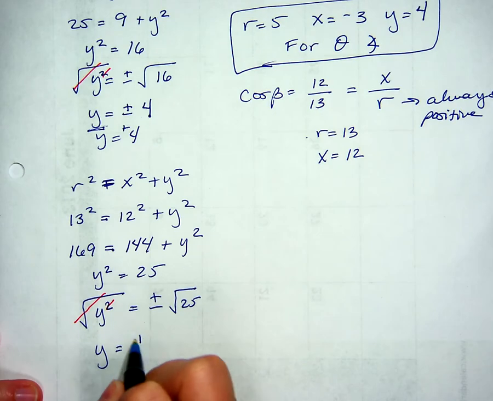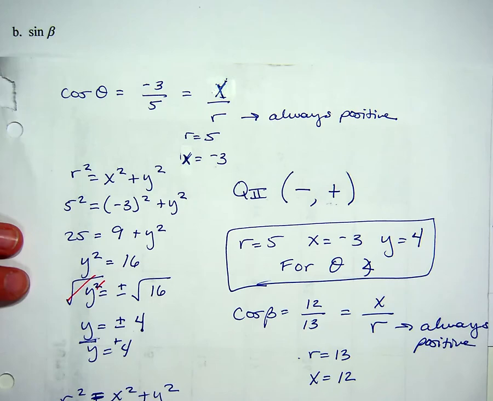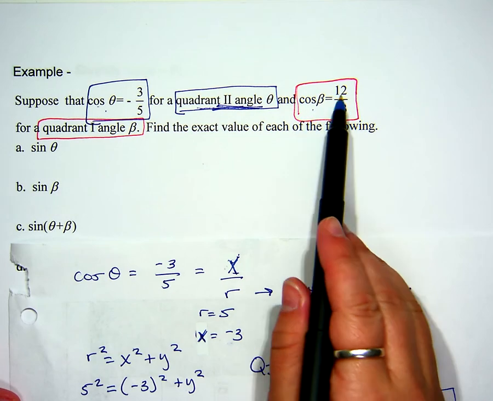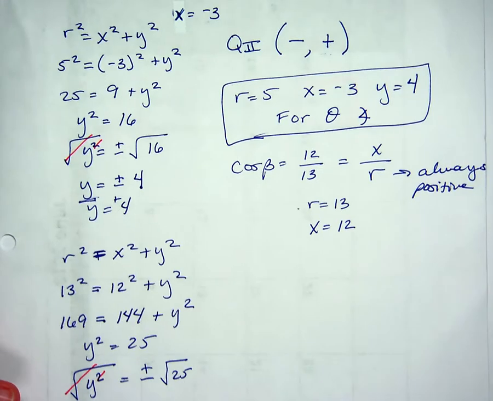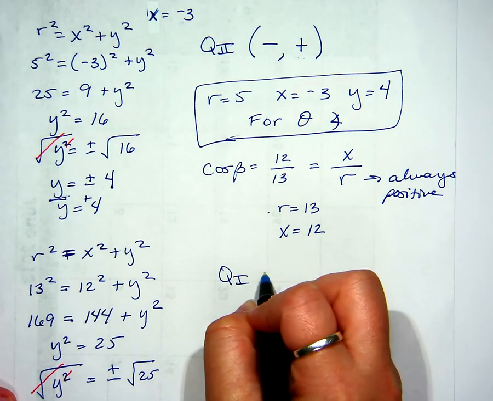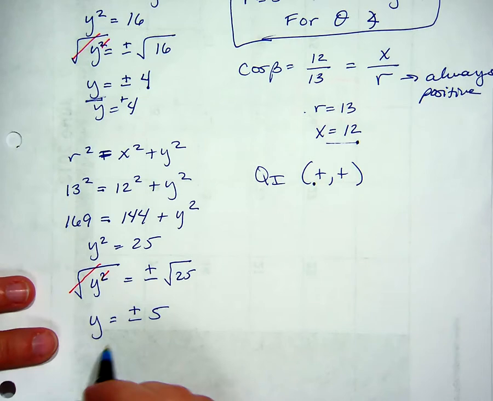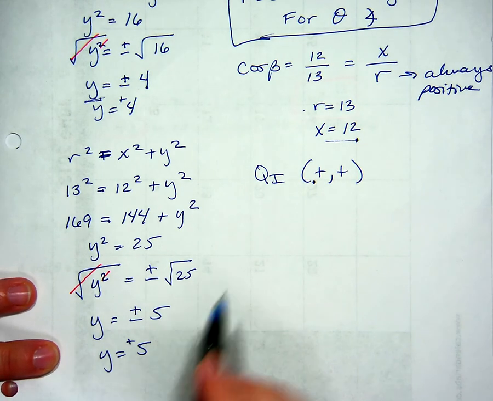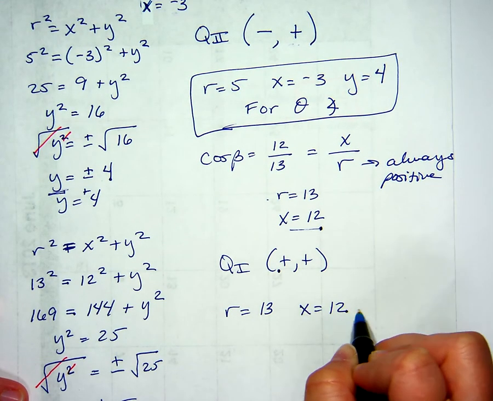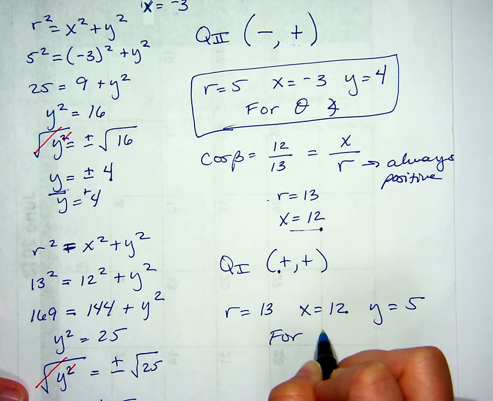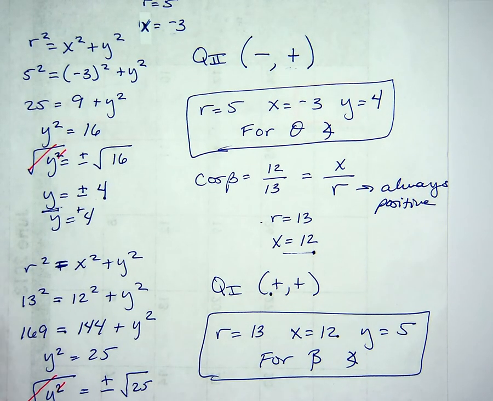Now here's the problem though. Which one do I use? Positive 5 or negative 5? Well, let's go read the instructions again for the beta. From our original problem, it said that cosine beta was 12/13 and beta was a quadrant 1 angle. Well, what do we know about quadrant 1? We know that quadrant 1 is a positive x and a positive y. Does this hold up? Yeah, I have a positive x, which means that down here I'm going to pick y to be positive 5 because I'm talking about quadrant 1. Okay, that means that r is 13, x is 12, and y is positive 5 for my beta angle. Now we can go and do the problems from earlier.